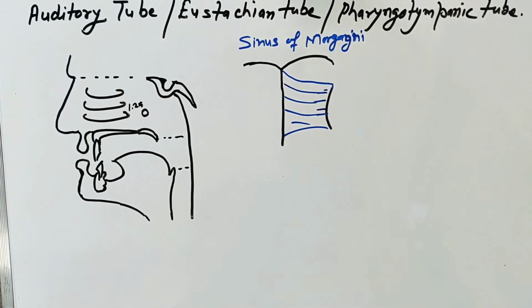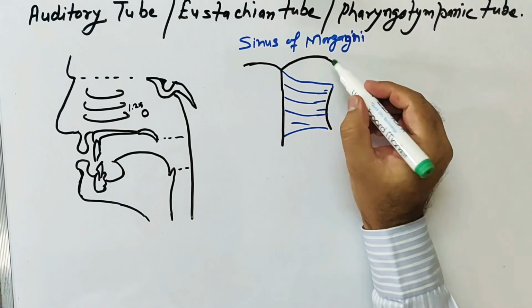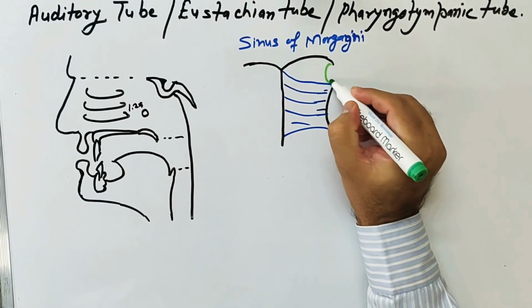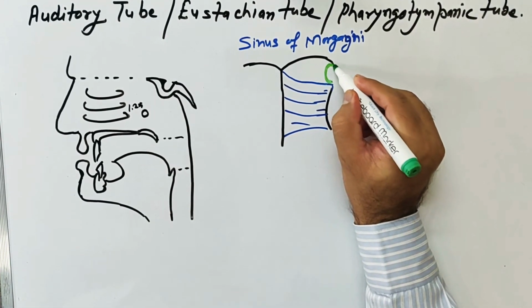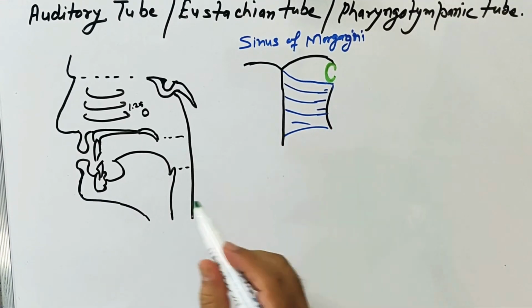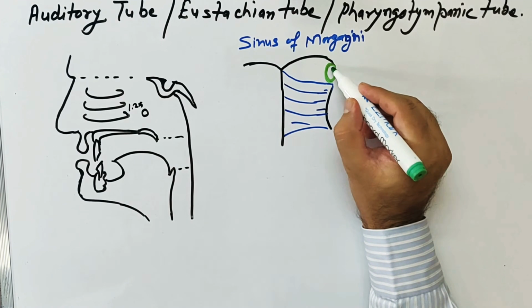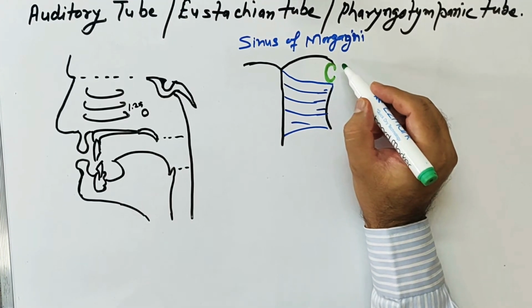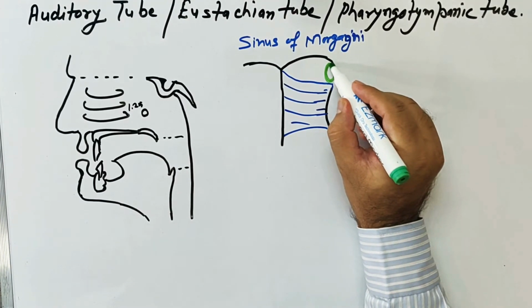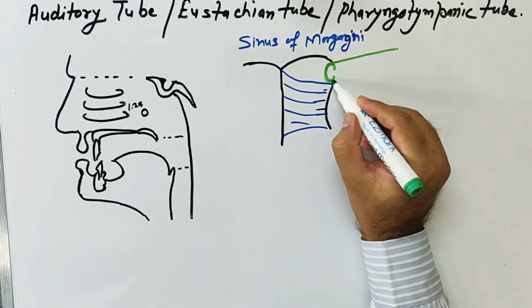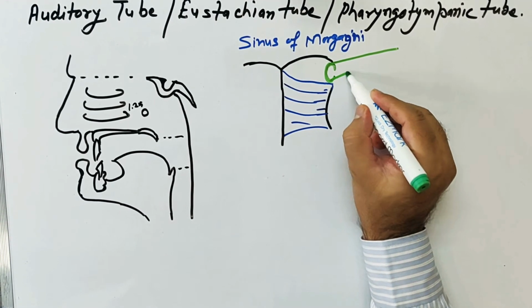this opening is present in this gap. So this is the medial end of the auditory tube. Here lies the lateral end. This is the medial end.